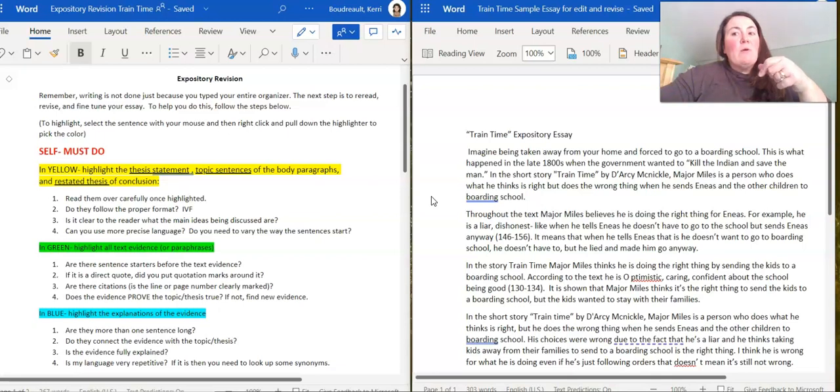Where does the thesis go in an introduction? You should have said that it goes at the end. So we need to read it. Do they have a strong hook? Do they have background information? Do they have a thesis statement?